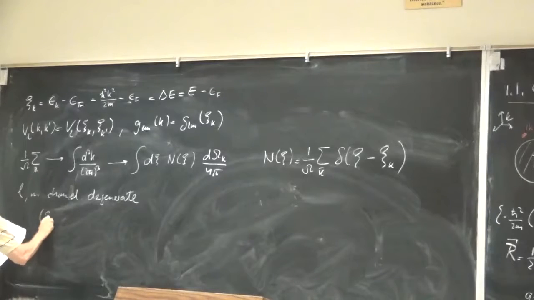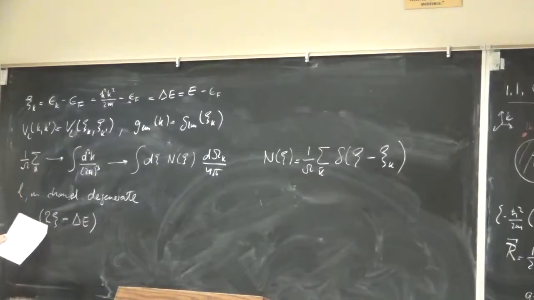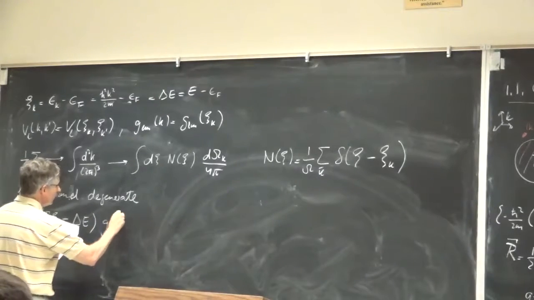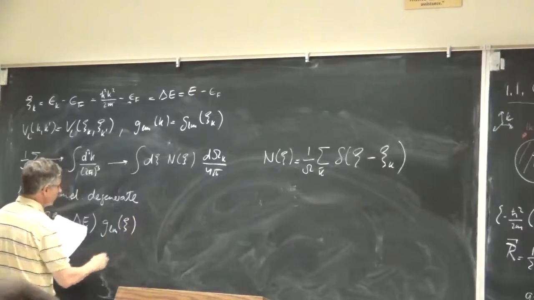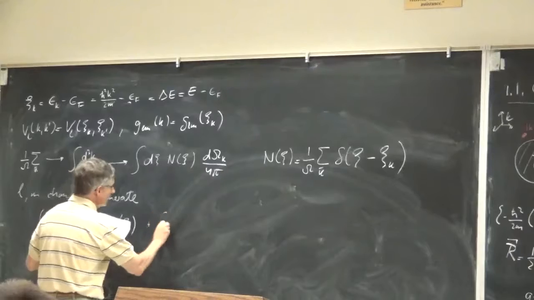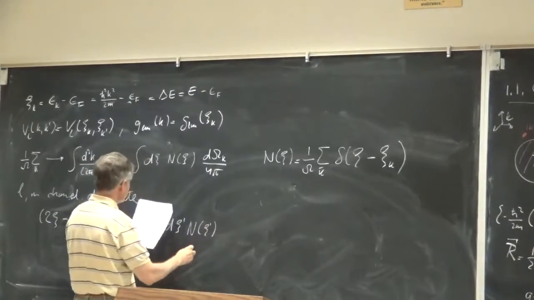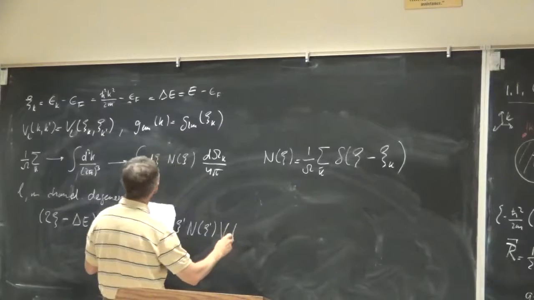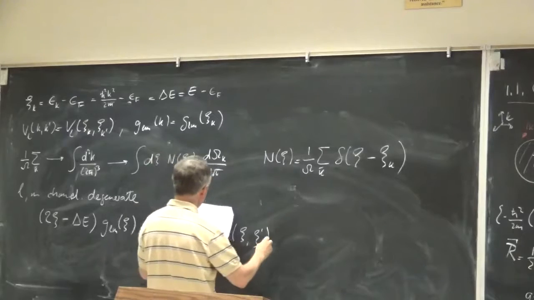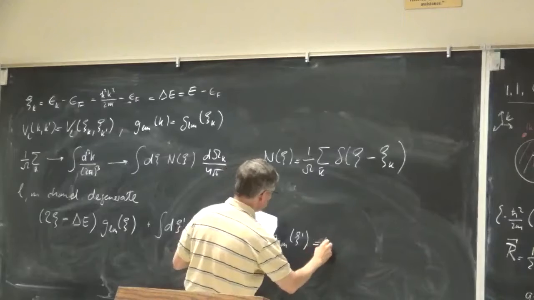And so I get an equation which looks like this: 2 psi minus delta E times G_LM of xi, plus an integral over xi prime of xi prime times G_LM of xi prime, is equal to 0.